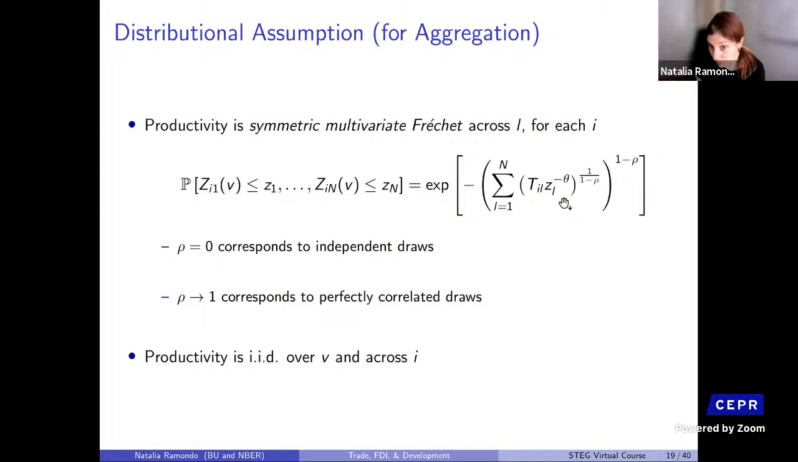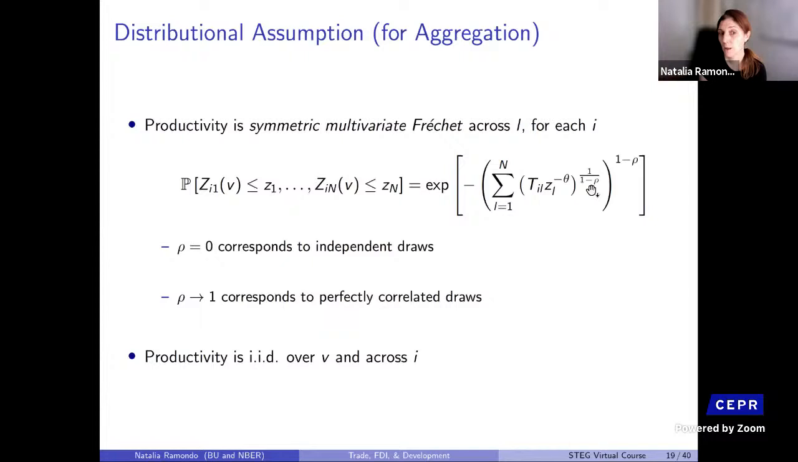I will have a characterization of it. It's going to have a scale parameter that is specific to origin, production, and location. And then we're going to have this rho that introduces correlation. If rho is equal to zero, productivities are completely independent across locations. If rho goes to one, we are in the Helpman-Melitz-Yeaple world where productivity is the same in any location for that particular technology from i. And then you can think that we can be in cases in between.